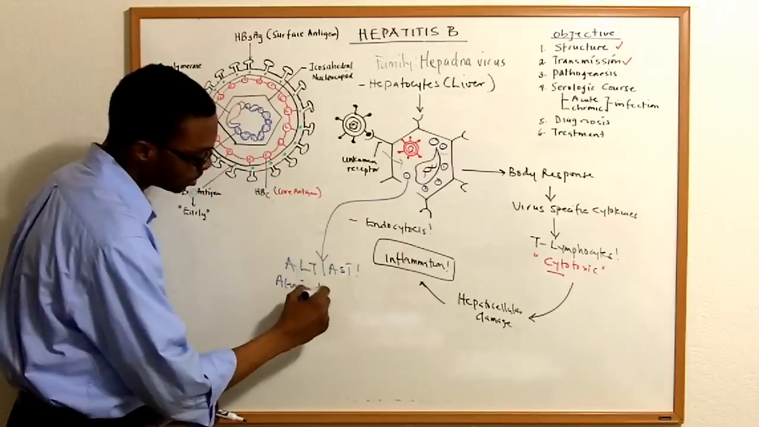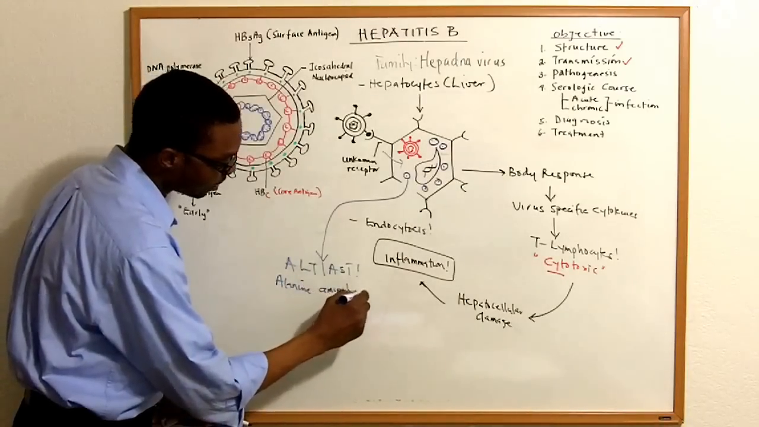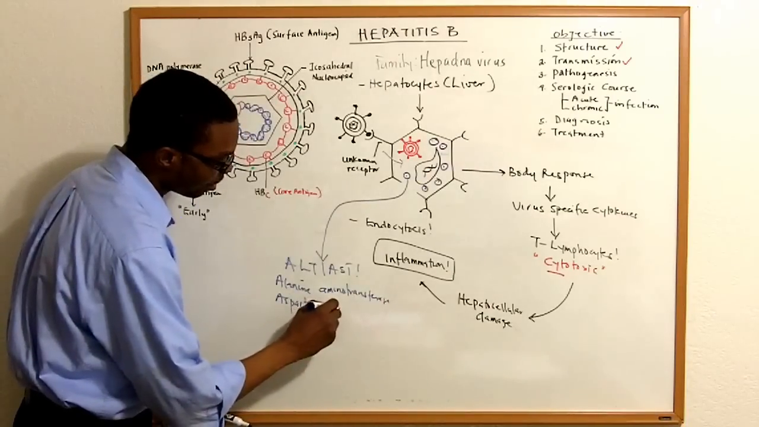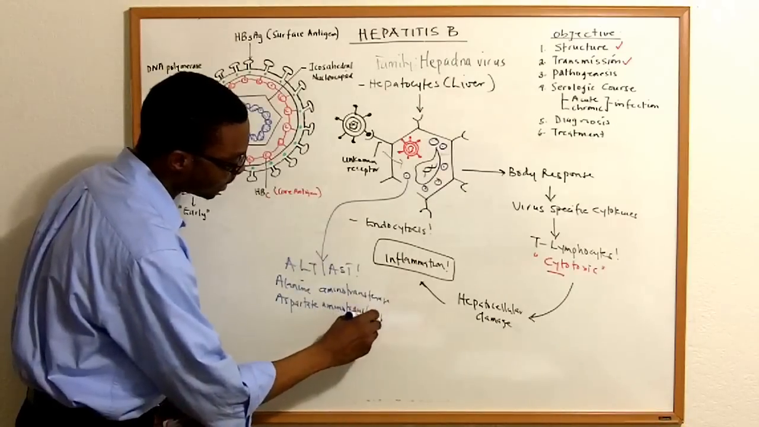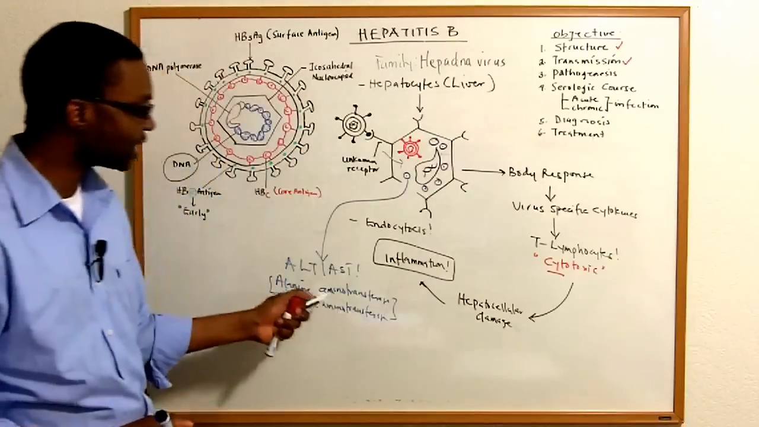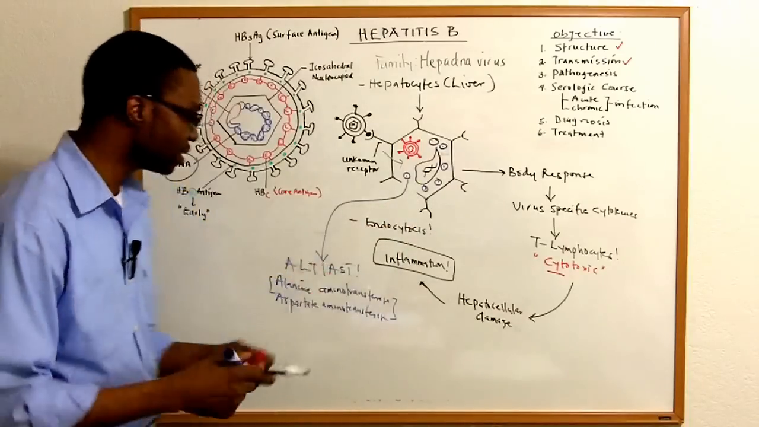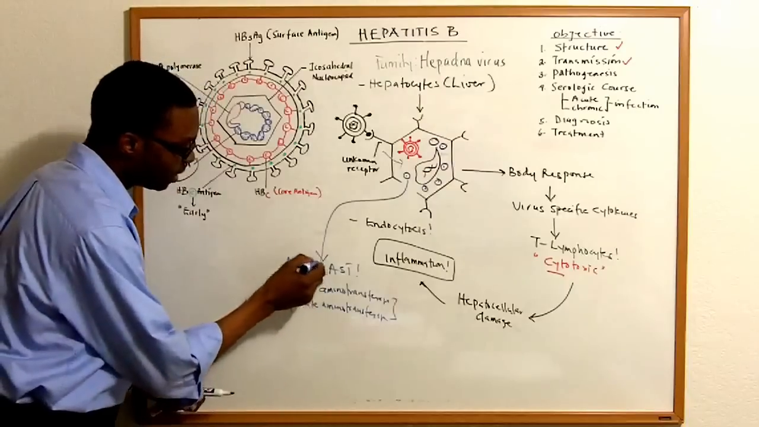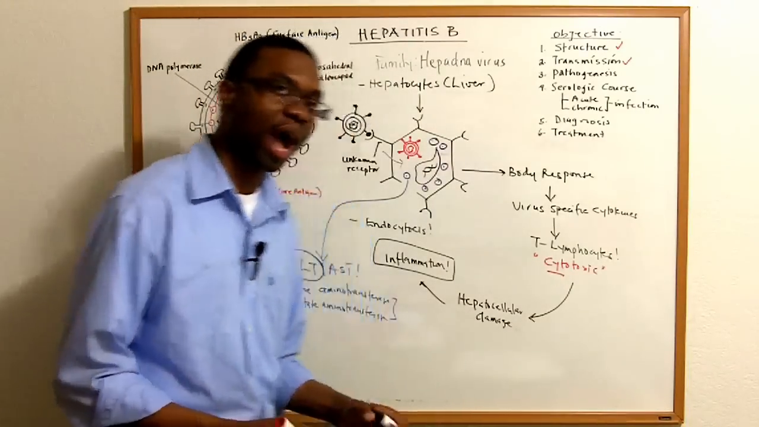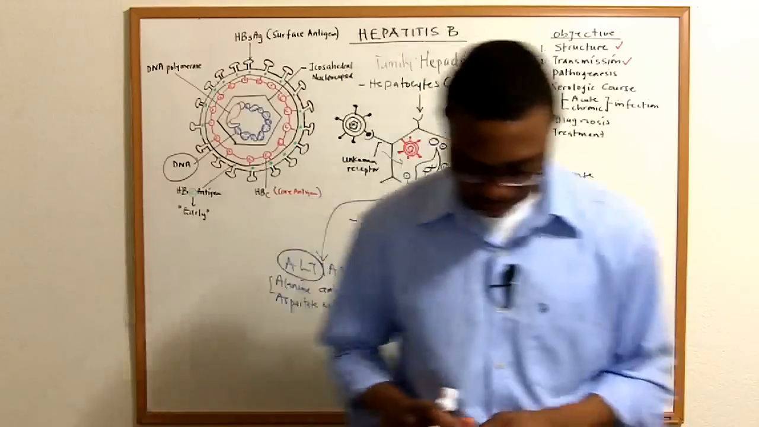Alanine aminotransferase and aspartate aminotransferase enzymes. And when these are released, this is what we can measure clinically from the patient's serum, because the hepatocytes have been destroyed and they're released. But the most specific to the liver that's going to be higher is going to be the ALT. ALT is going to be very, very high when you have an acute hepatitis B infection.